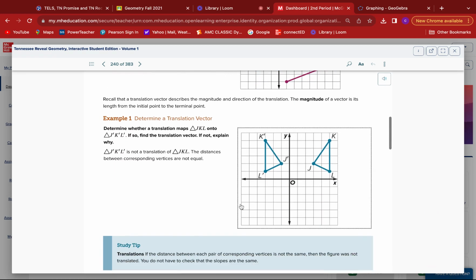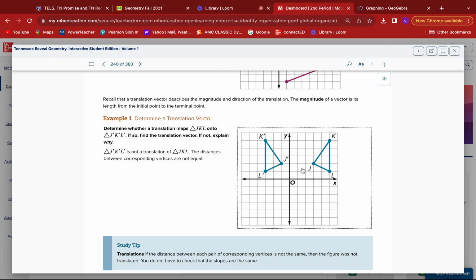All right, so let's get to example number 1. Determine whether a translation maps triangle JKL onto, okay, let's talk about what these little tick marks are. They're called primes. So triangle J prime, K prime, L prime. If so, find the translation vector. If not, explain why. All right. Anything that is a regular letter like J, K, L is your pre-image. Your pre-image is your original figure. Anything that has primes like L prime, J prime, K prime, this is your image. So you have your original pre-image, and this is your new figure, which is called the image.